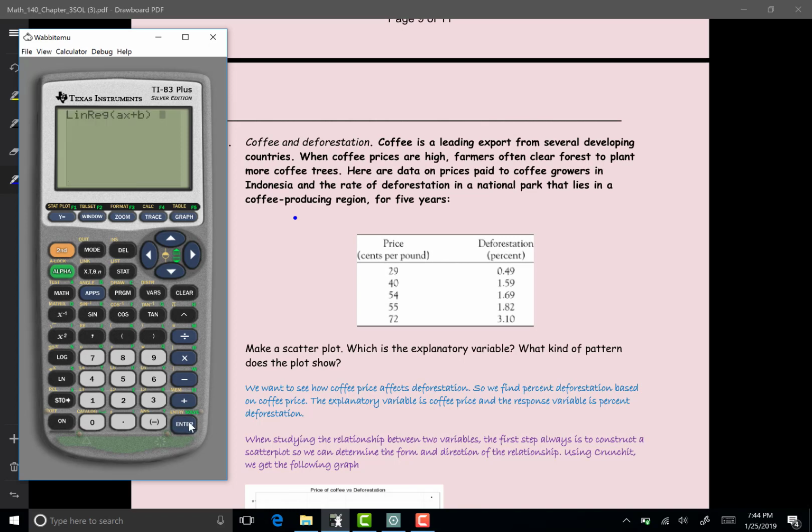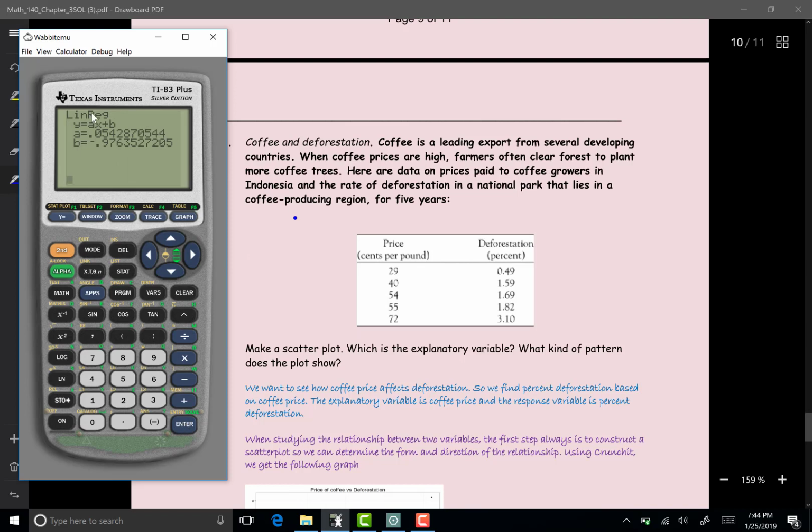It's going to default to L1 and L2, but the newer calculators will ask you to put in L1 and L2, and we could type it in here. The L1 is above the 1 key, so we could do second L1, comma, second L2. Your newer calculators will ask you for that, so we just hit enter.